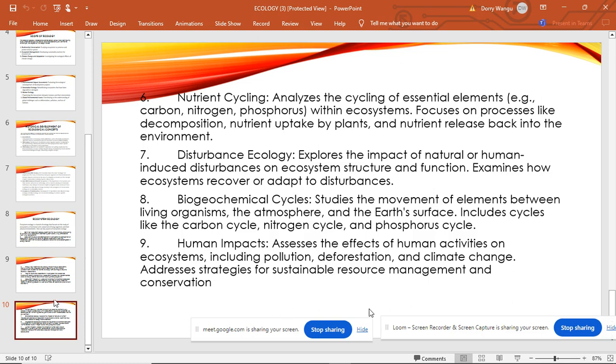Biotic are living organisms and abiotic are non-living.